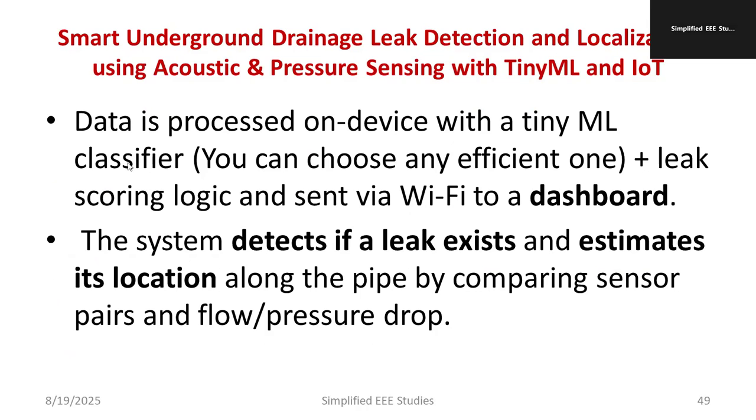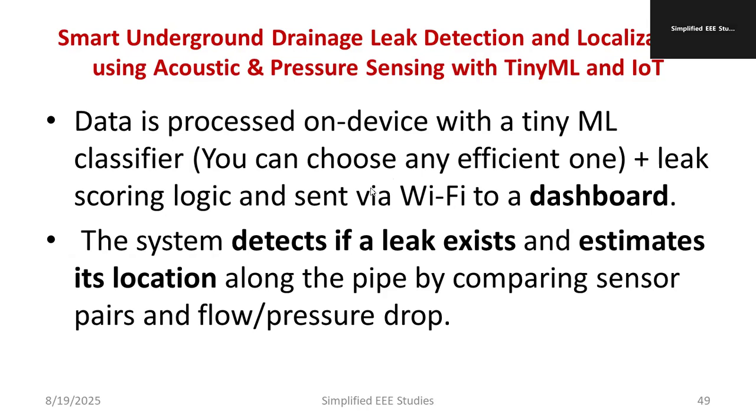The data is processed on device with a TinyML classifier. We are using a machine learning technique; if any other efficient ML classifier is available, you can go ahead with it. The leak scoring logic can be sent via Wi-Fi to the dashboard, because we are using IoT and we are supposed to have real-time monitoring. The output of the ESP32 is given to the Wi-Fi module, then the Wi-Fi module sends it to the cloud. Through the cloud, you can use ThingSpeak and have better visualization.